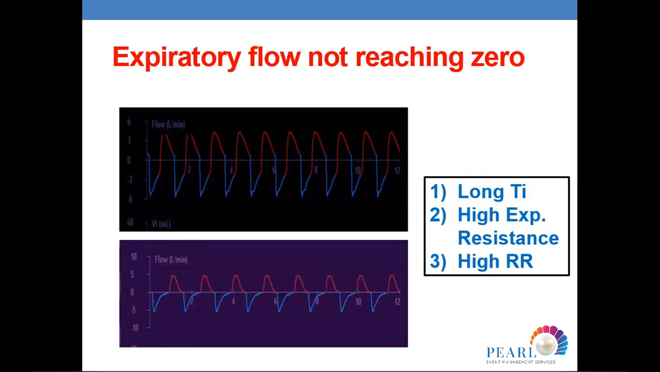Then the expiratory flow not reaching zero. Either it is a long I-time, so I'm not giving time for the expiration, or there is high expiratory resistance, or there is a high respiratory rate. Sometimes our juniors in the unit, when there is high CO2, will go and increase the rate. Maybe this is the problem. You actually need to reduce the rate to adjust the ventilation, because here it is not reaching zero, which causes a sort of air trapping, and this air trapping will cause an increase in the CO2.